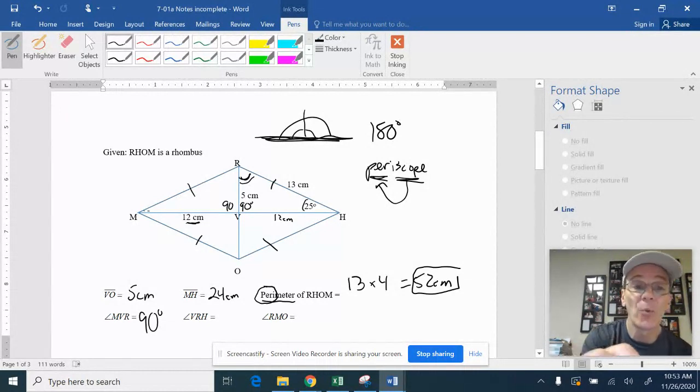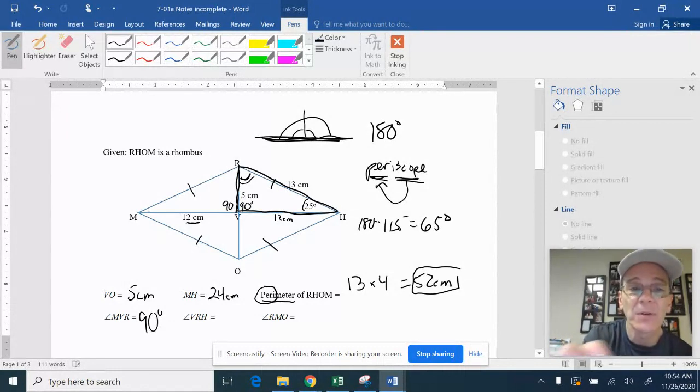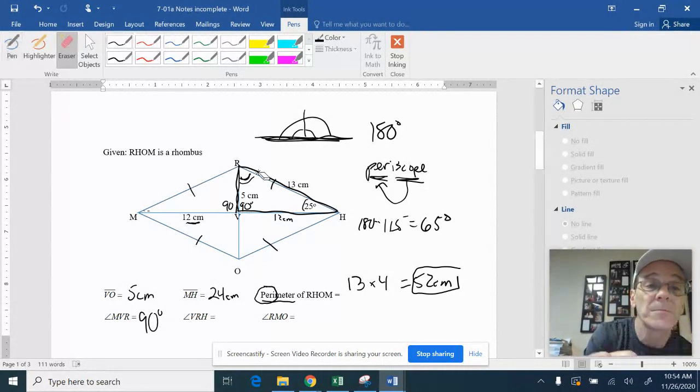And now, don't we have 2 out of 3 angle measures in this triangle? We've got a 90 degree angle. We've got a 25 degree angle. Add those together, you get 115. Subtract those from 180, and you get 65 degrees for that angle up there. Come on, let's get rid of those. 65 degrees. So that's 65 degrees.